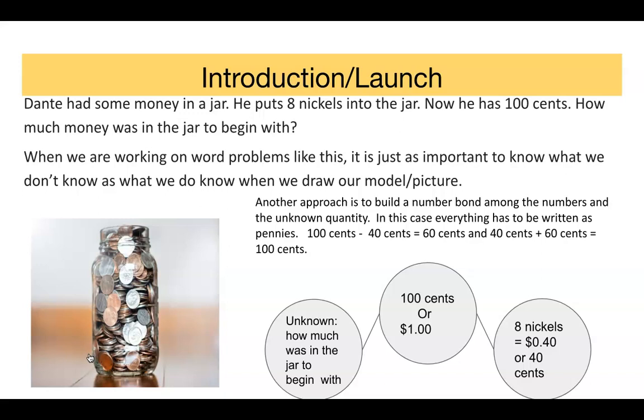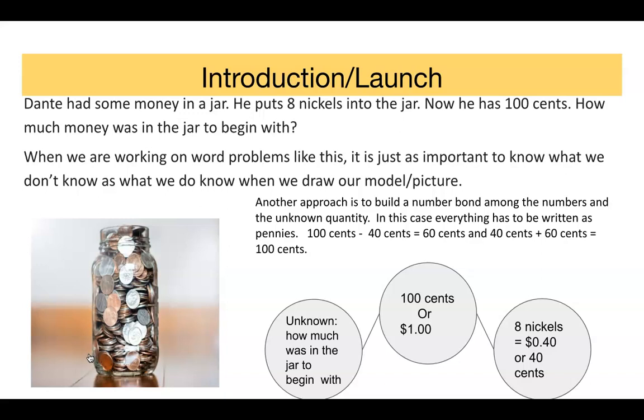Now, we can also use number bonds because in second grade, your students are working with number bonds, connecting numbers together. So we still have to recognize that the 100 cents is the total. All right, and we have 2 parts that will equal the total. One of them is unknown, and the other one is the 40 cents that we added.